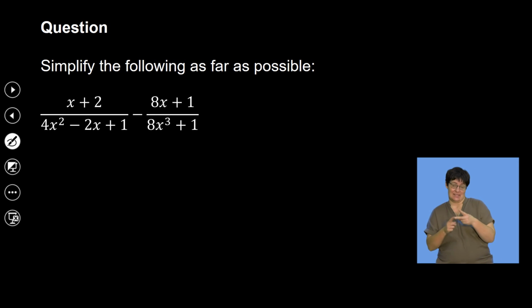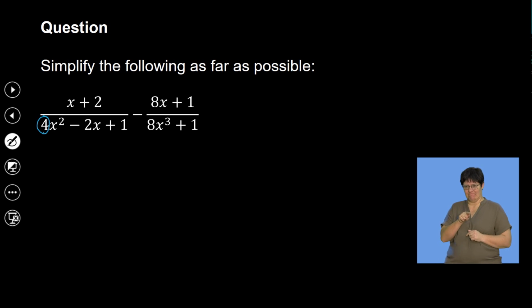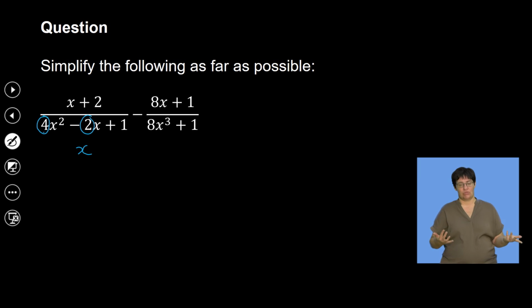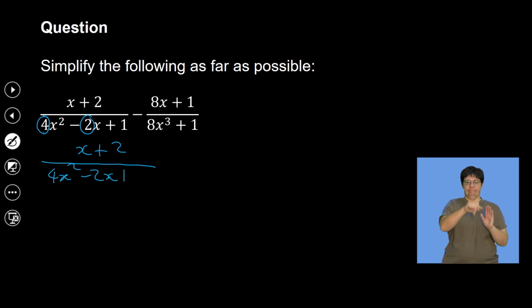So here, remember, you need to look at whether the denominator can be factorized. If it can be, do that. If not, leave it as is. So you can already see there that 4 will never give me factors such that I get a 2 as my middle term. There is no way that will be the case. So this just becomes x plus 2 all over 4x squared minus 2x plus 1.